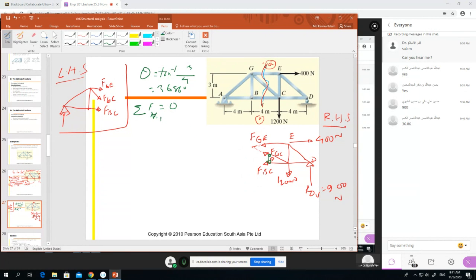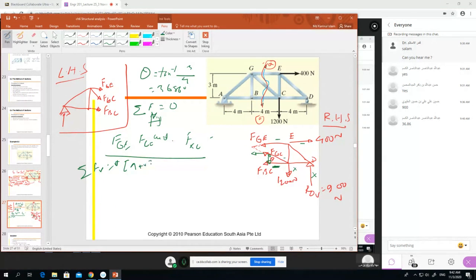Why? If you take summation of horizontal, this force will come in the calculation. This will not come if you take the horizontal, but you will have FBC. FBC is a horizontal force, and FGC has a horizontal component. So there will be three unknowns: FGE, FGC cos theta, and FBC. So three unknowns will come in our equation. In that sense, if we take summation of vertical, it will be much easier.